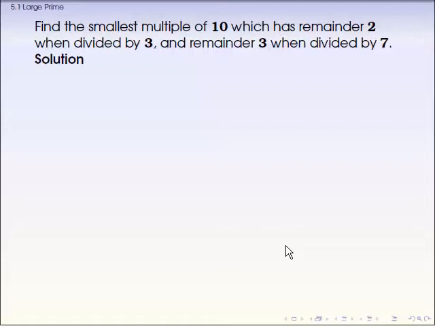So once again, we are looking for a multiple of 10, but there might be many different answers, and we are looking for the smallest among them. But it also should satisfy the remainder 2. We should have remainder 2 when you divide that number by 3, and remainder 3 when you divide it by 7.